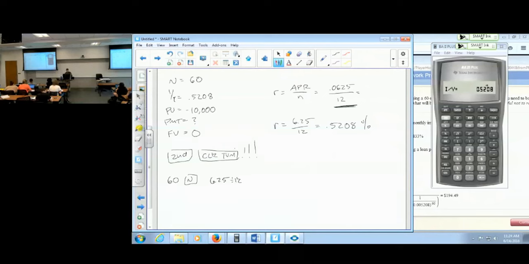6.25 divided by 12 equals, and then press I over y. Okay, for present value, I'm going to type in 10,000, press the plus/minus key to make it negative, and then press the PV key. Payment is what I'm looking for, so I'm going to skip over that one, and I'm going to type in 0, and then future value to store that.